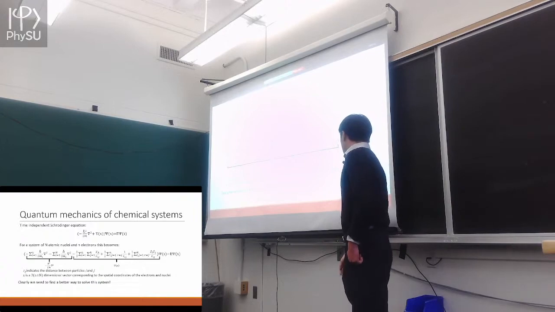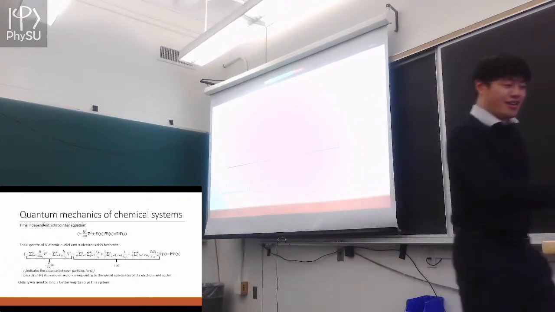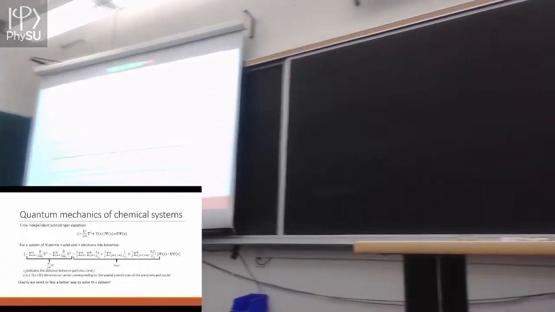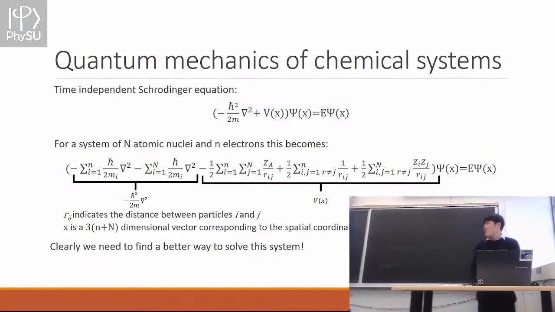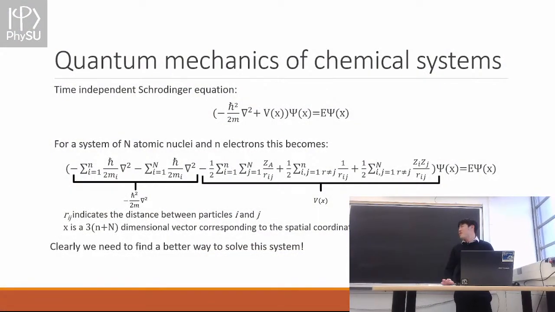So yeah, as far as we know, there's no analytical solution to this system. So if we want to make this equation useful and actually be able to predict things like chemistry, we have to simplify it quite a bit. We have to find a better way to solve this system.